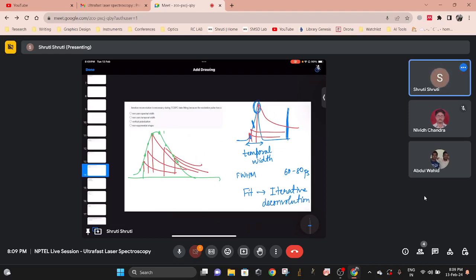Deconvolution or reconvolution. Now, this method is used because the pulse is not a delta pulse and it has non-zero temporal width. That's why we need to use this method. Correct.